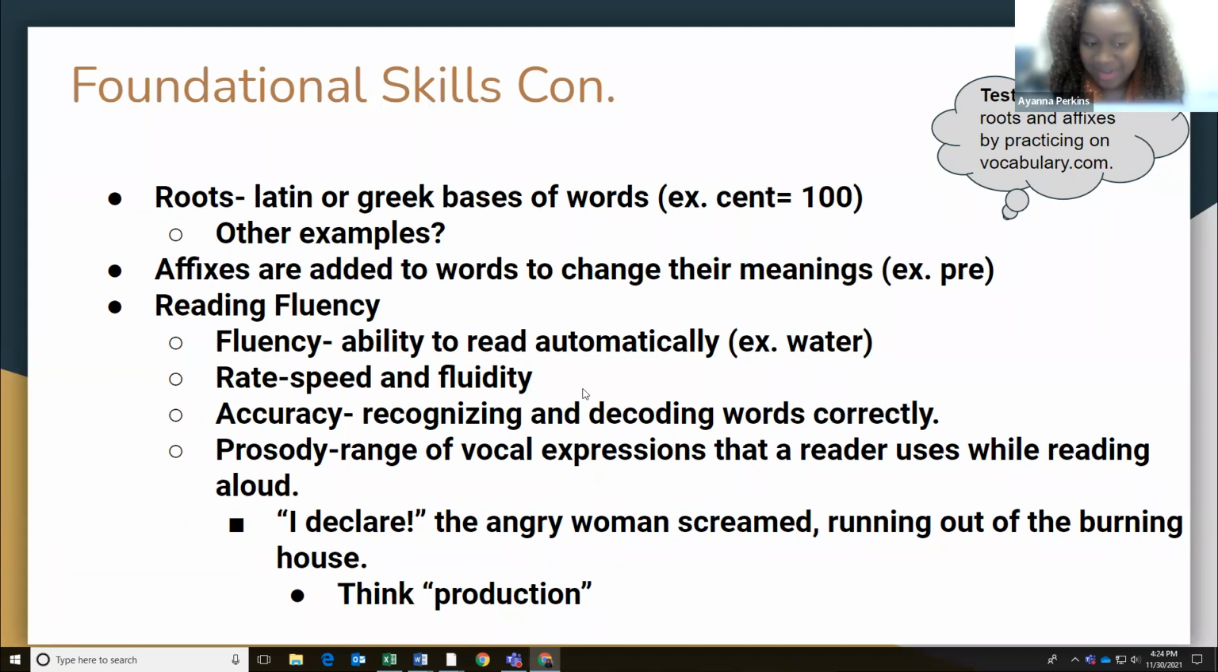So is anybody familiar with vocabulary.com? No, well, wonderful. This is something that you can put in your teacher toolbox and definitely use it for many different levels of learners. Even first graders can use vocabulary.com, and they have lists where you can just practice them on your phone or on the computer.